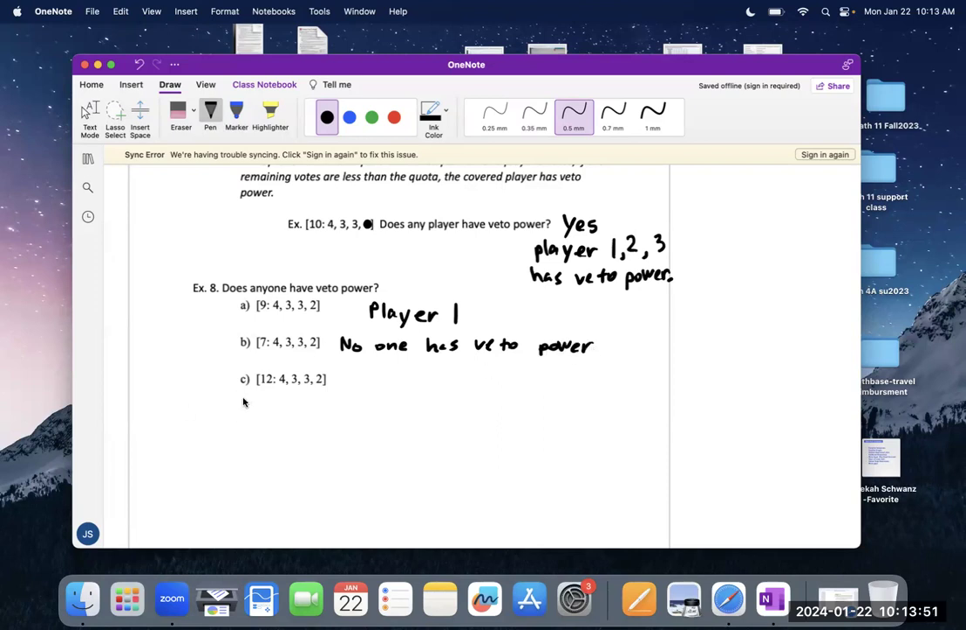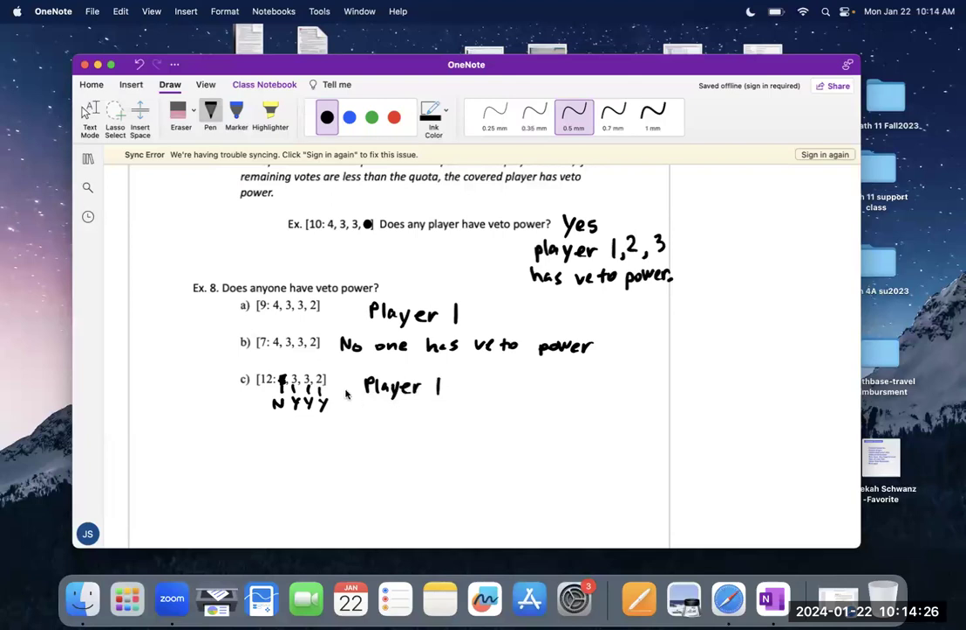All right, let's see the last example. Like I said, if anybody has the veto power, it's probably the highest weighted player. So let's take away player number 1. If player number 1 votes no, can everybody else pass the motion without player 1? That's the question. So 3 plus 3 plus 2 would have been 6 plus 2 is 8, which is not enough. So they need player 1 to pass the motion. So player 1 does have veto power.